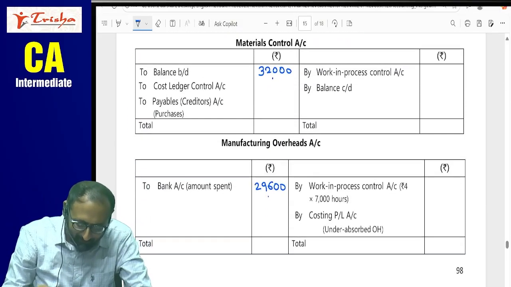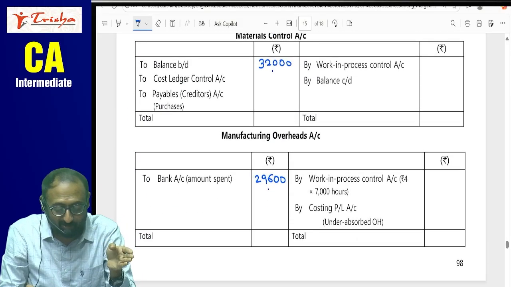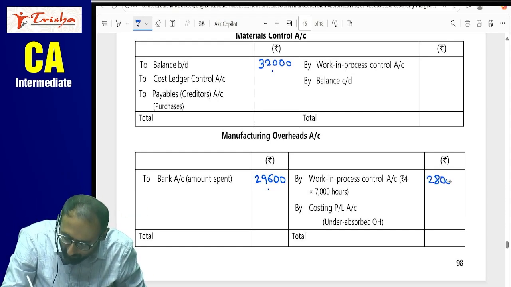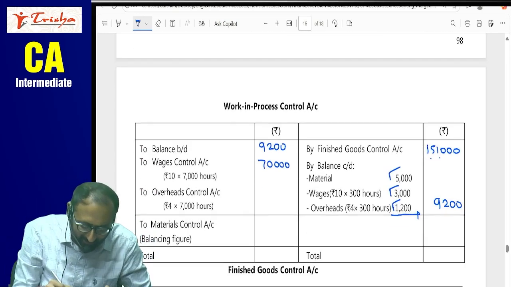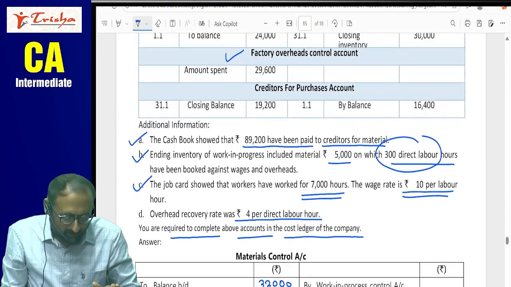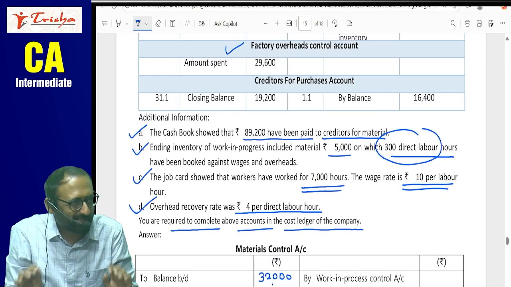So I'll go to that manufacturing overhead credit side. 7,000 into 4. Is it 28,000? And work in progress debit side, I'll write there 28,000. Done, sir. After that, all items are over.